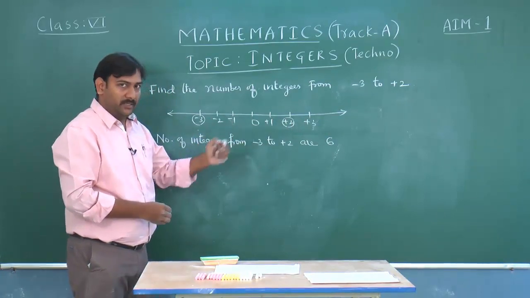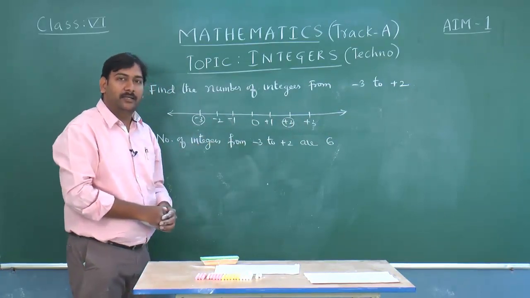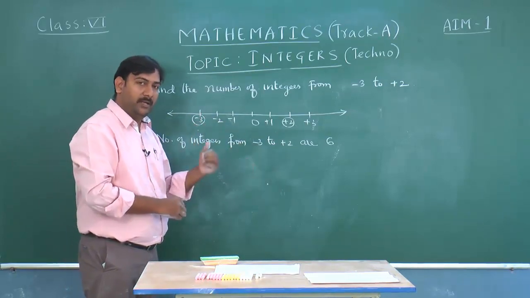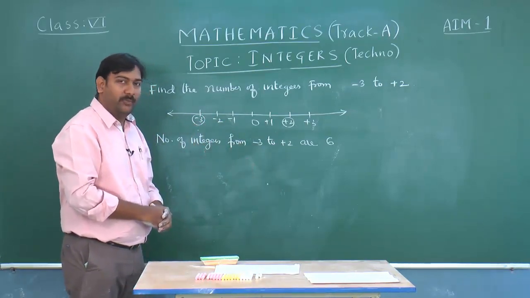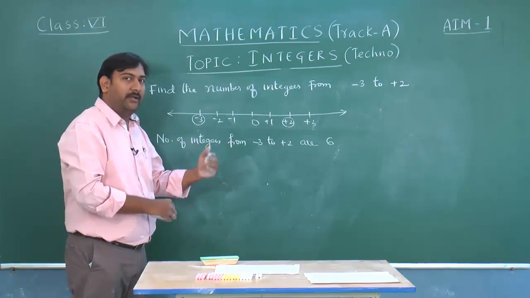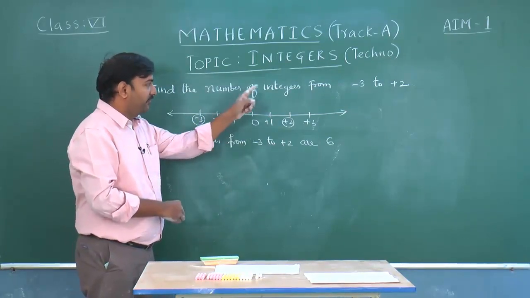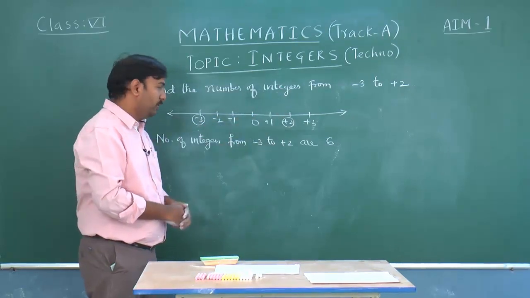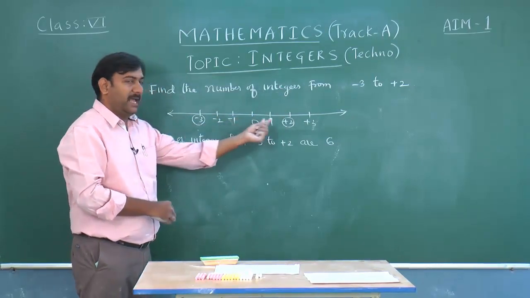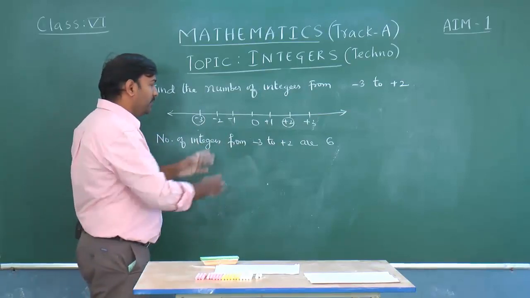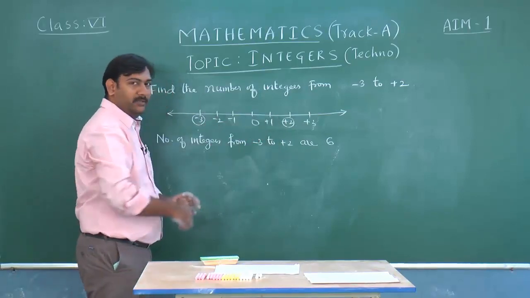In the previous case, the question was how many integers were there between minus 3 and plus 2. But here the question says how many integers are there from minus 3 to plus 2. So the only difference is, in the case of from minus 3 to plus 2, we need to include the numbers minus 3 as well as plus 2. But in the previous case, we took the integers only between minus 3 and plus 2.